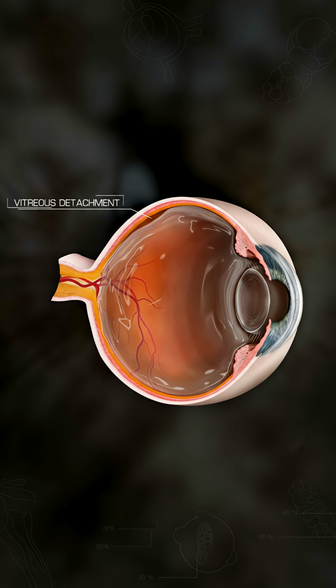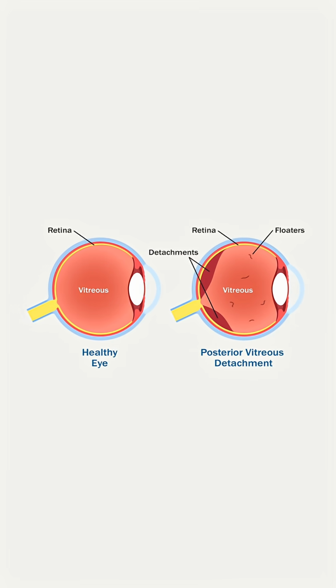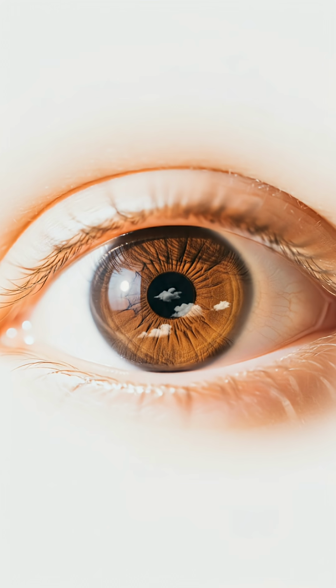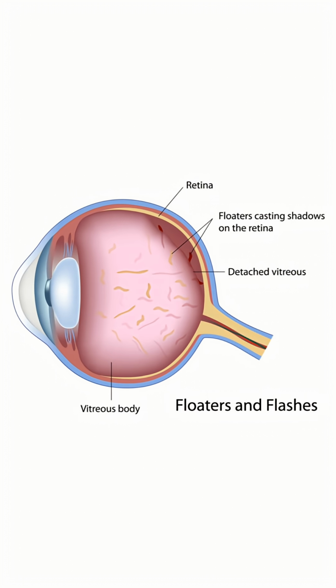Sometimes, the vitreous pulls away from the retina in the back of the eye, a common event called posterior vitreous detachment, or PVD. Most of the time, it's harmless, but in some cases, it can tug hard enough to cause a retinal tear or detachment.